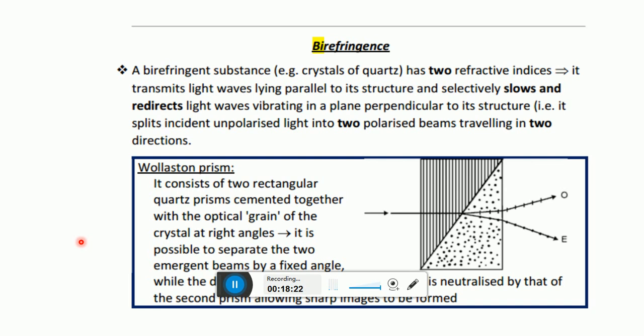Birefringence: some substances have a molecular structure which transmits light waves lying parallel to its structure, but which selectively slows and therefore redirects light waves vibrating in a plane perpendicular to the structure. Crystals of quartz have this property, which is known as birefringence, because they split the incident unpolarized light into two polarized beams traveling in different directions. They have two refractive indexes.